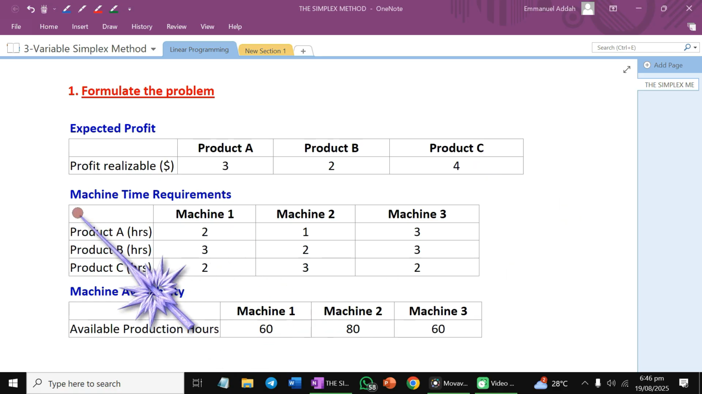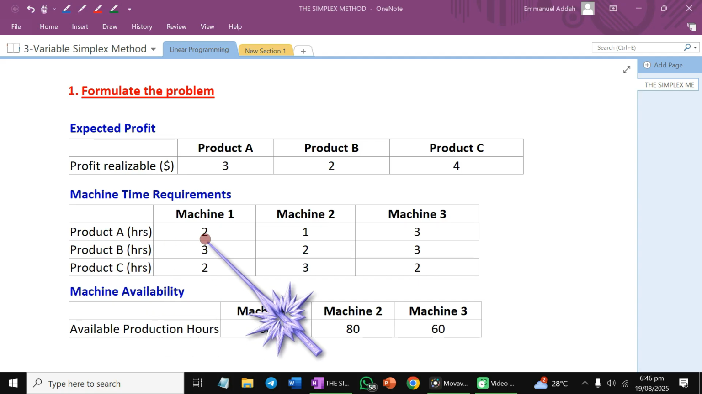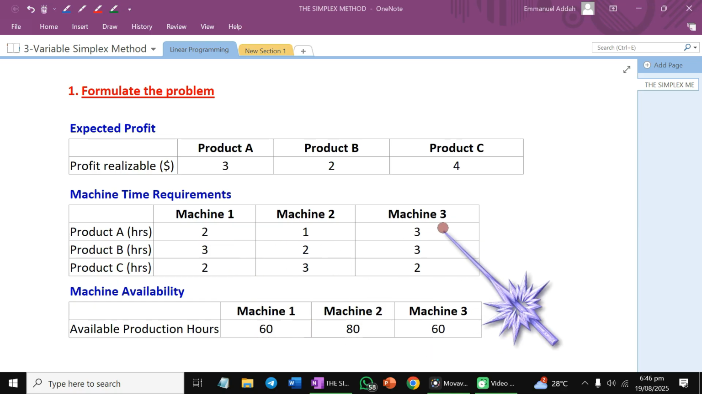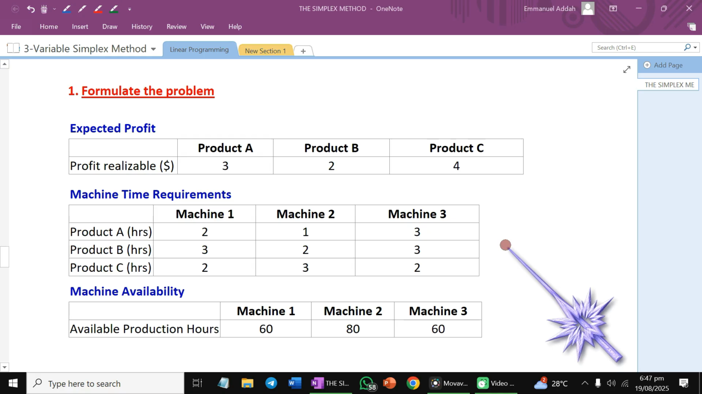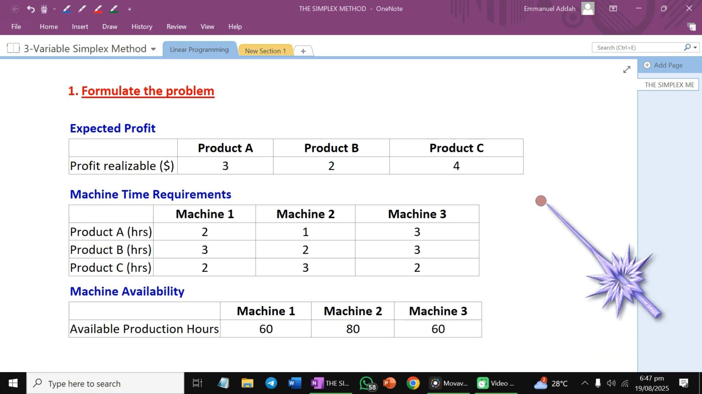Then this is the machine time requirements. For product A to be produced, it's going to take 2 hours on machine 1, 1 hour on machine 2, and 3 hours on machine 3. The same for the others. Then coming to machine availability, machine 1 works for 60 hours per week, machine 2 works for 80 hours per week, and machine 3 works for 60 hours per week. So looking at these parameters, we can now formulate our linear programming problem like this.